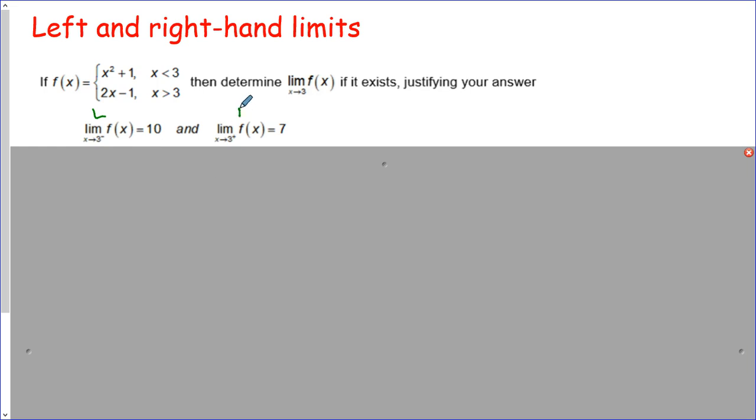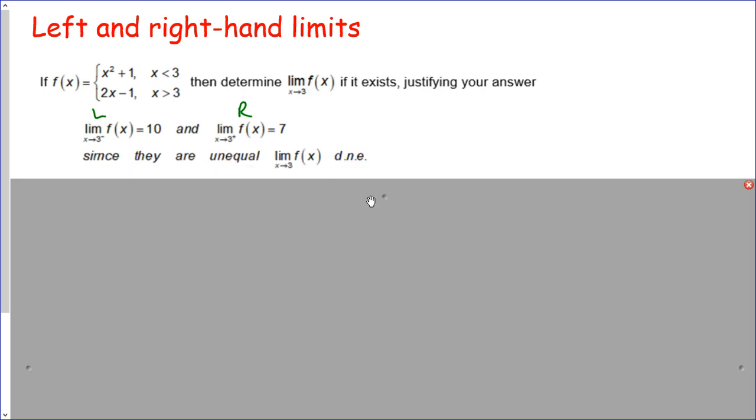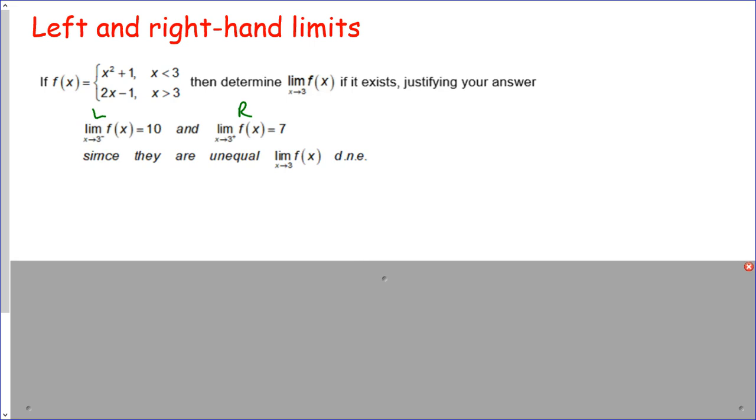Similarly, this is the right-hand limit, all right? And as x gets very close to 3 from above, like 3.000000001, this is going to get very close to 7. And because those are not equal, the limit as x approaches 3 does not exist.